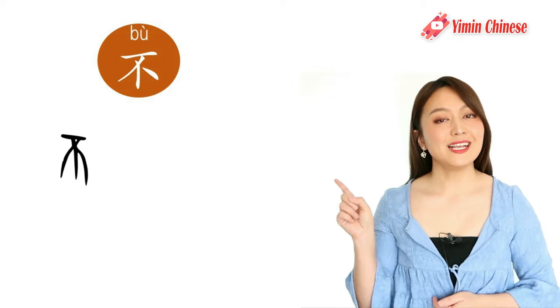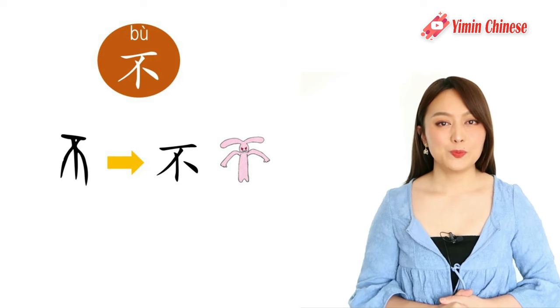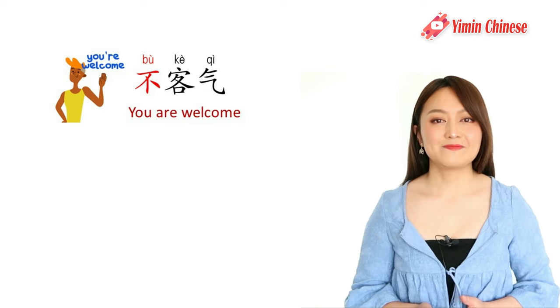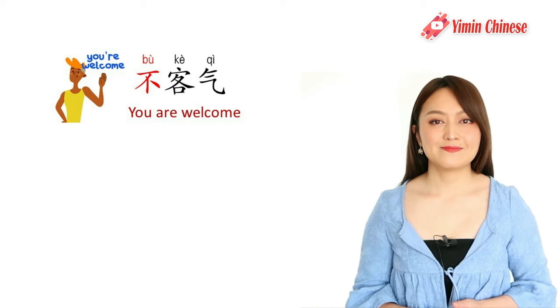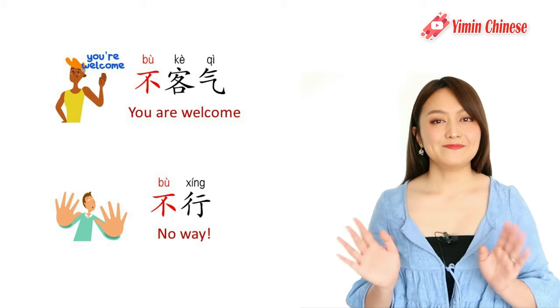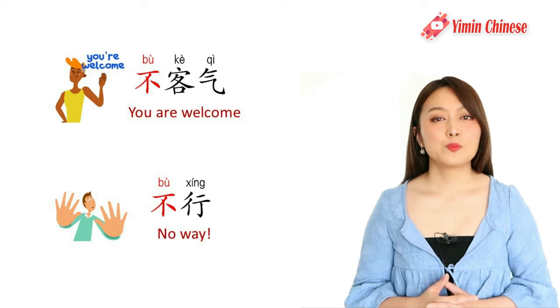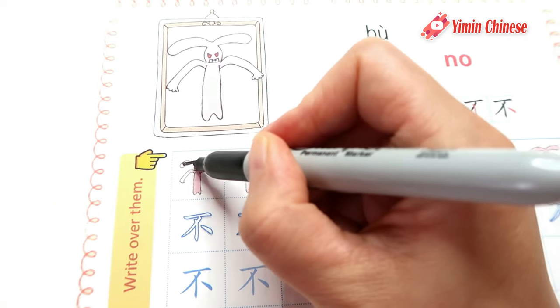Next character, 不, it means no. 不, ancient look and current look. 不, typical words example, 不客气, you're welcome, or 不行, no, to reject or refuse. Okay, now let's write the characters.